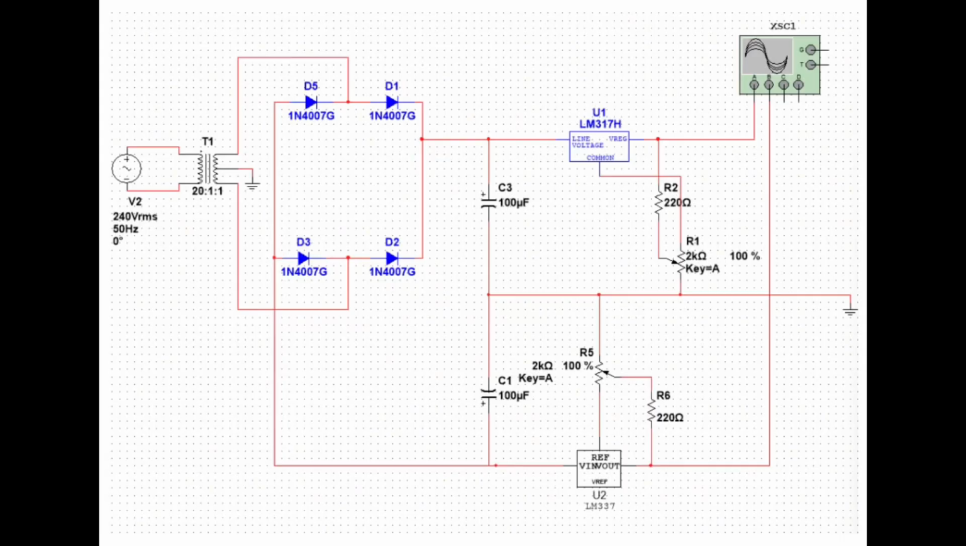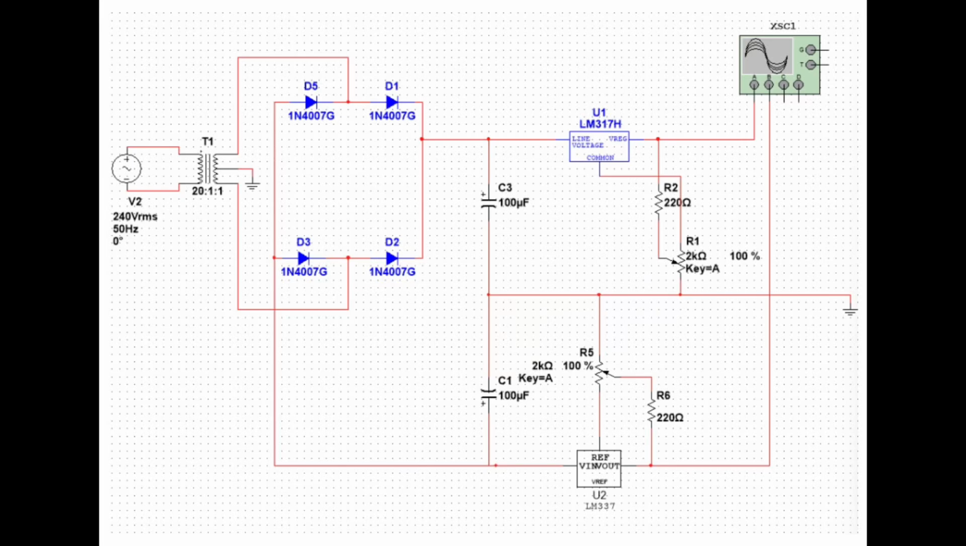Next, these are the simulations of the circuit. As we can see, the rectification process is performed by a full-wave rectifier using 4 diodes arranged in a bridge configuration, which converts the AC voltage into pulsating DC. The filter capacitor then smooths the pulsating DC by reducing ripples, resulting in a more stable DC voltage.